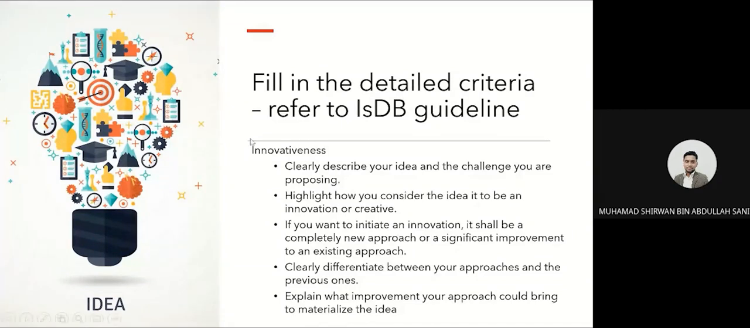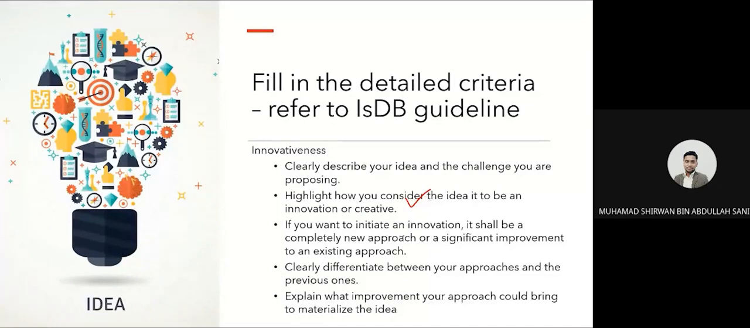So for example, you have to fill in the criteria on innovativeness. You have to describe the idea and the challenge you are proposing. Because you want to solve a problem, you have to address the challenge first, and then you have to highlight how you consider the idea to be innovative or creative, meaning that perhaps someone else has been doing it previously, so you want to highlight what is the advantage of using your idea compared to other or similar ideas, okay?